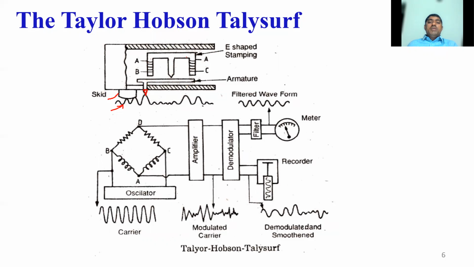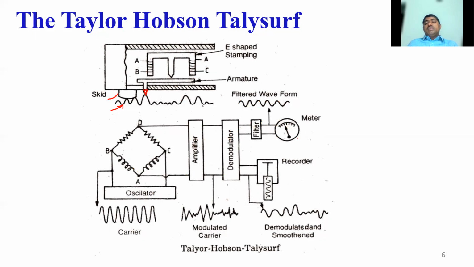Here we have the E-shaped stamping with 3 legs. The middle leg is pivoted on the armature, and the other 2 legs are wound by the coils. These coils carry the AC current. The 2 coils with the 2 armatures form the oscillator, and this oscillator is connected to the amplifier. Here the input waves are amplified, and then these amplified waves are further demodulated in the demodulator, and this passes through the filter to get the filtered waveform, and then it is shown on the meter.